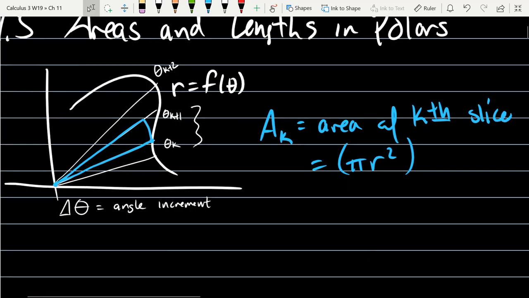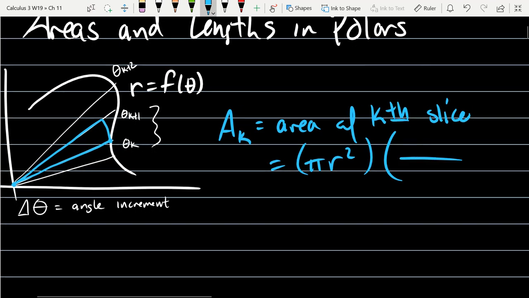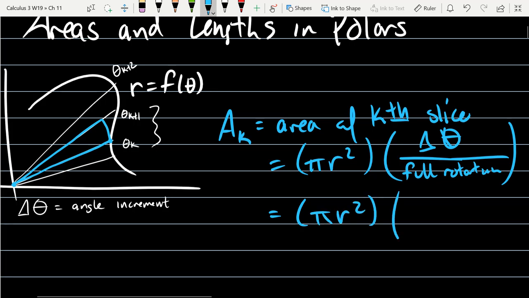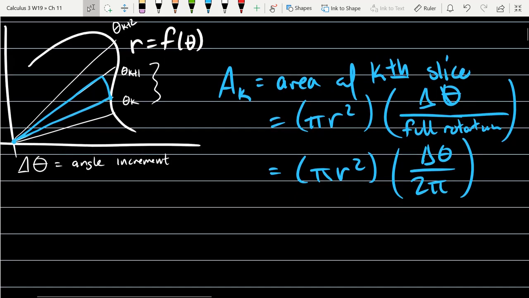But I need to scale it down to the amount we have. So we're going to go with what portion of a full rotation we have. That's our delta theta right there. So that's the amount. We're, of course, measuring in radians. So it's pi r squared times delta theta divided by a full rotation, which is 2 pi. So our pi's cancel out. We have 1 half r squared delta theta is A k.